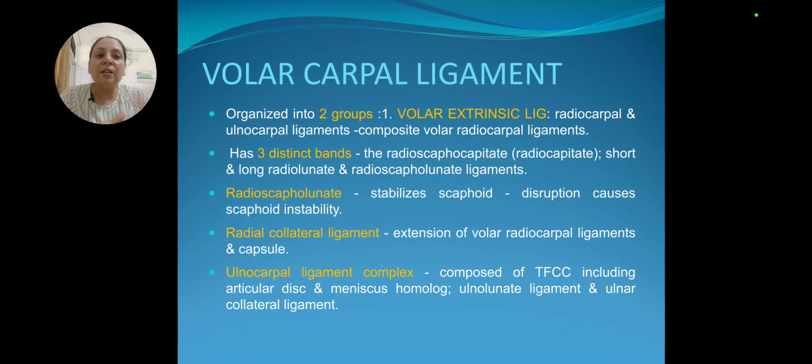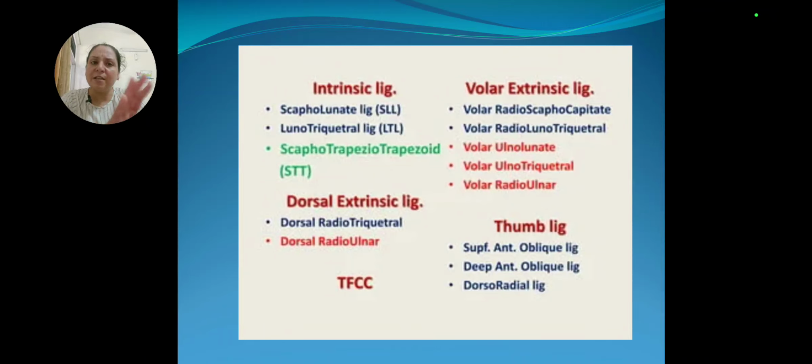Fine. You can see for yourself, there is the scapholunate ligament, the radiocollateral ligament, and the ulnocarpal ligament complex. This table will tell you more. For the volar extrinsic ligaments, they are radioscapulocapitate, volar radiolunotriquetral, volar ulnolunate, volar ulnotriquetral, and volar radioulnar ligaments. And the intrinsic ones are the scapholunate ligament, lunotriquetral ligament, and scaphotrapezoid ligament.